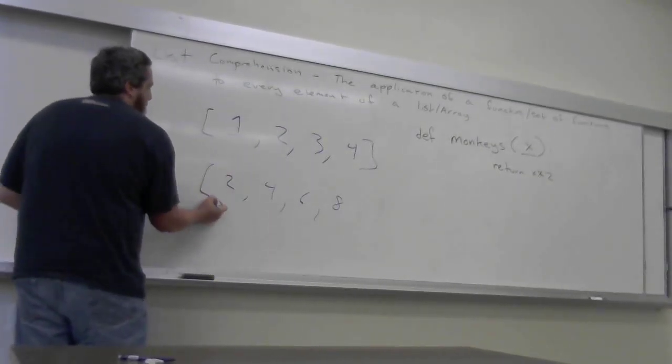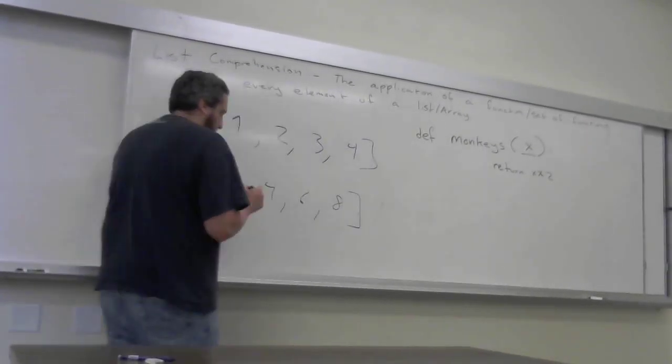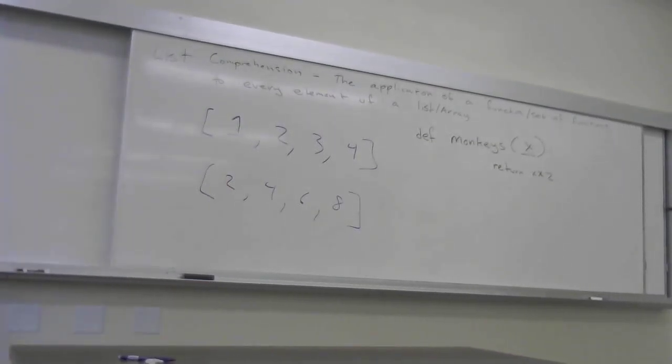So the new list would look something like this. Go ahead and give it a second, see if you can come up with something that'll do that. And then we'll look at how to do this in both the for loop and the list comprehension fashion.